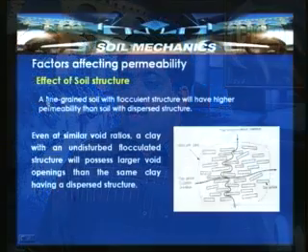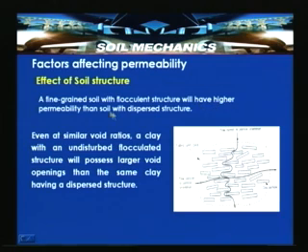So, here the same topic that we discussed is shown. A fine grained soil with flocculent structure will have higher permeability than soil with dispersed structure. Here the soil with the dispersed structure is shown. The flow normal to the particle orientation is found to have a more tortuous path, leading to a very low permeability in this direction, compared to the flow parallel to the particle orientation. If you consider, it is less tortuous, so it can have more permeability.